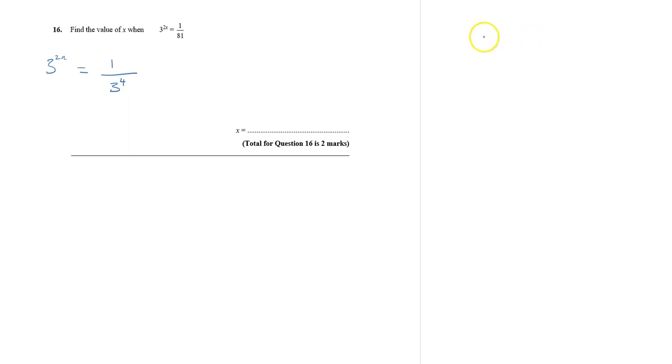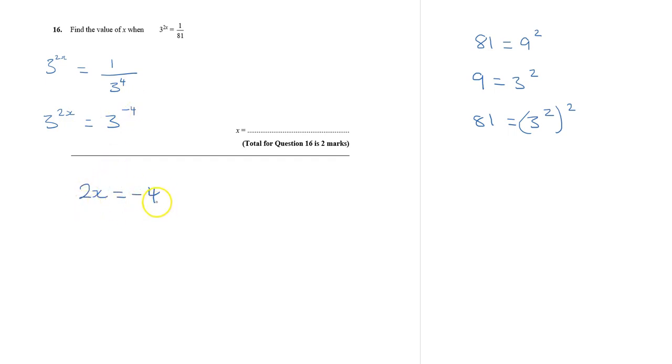So maybe just to make a note of that, 81 is 9 squared, and then 9 is 3 squared, therefore 81 is 3 squared squared, which is 3 to the power of 4. Now, when it's 1 over something, it means we've got a negative power. So 3 to the power of 2x is equal to 3 to the power of minus 4. Now that we've got them in the same base, it means we can equate their powers. So 2x then is equal to minus 4. Now, if 2x is minus 4, that means x is minus 2.